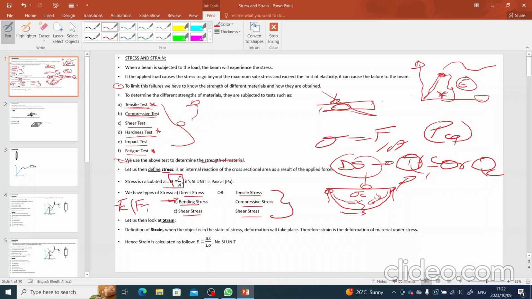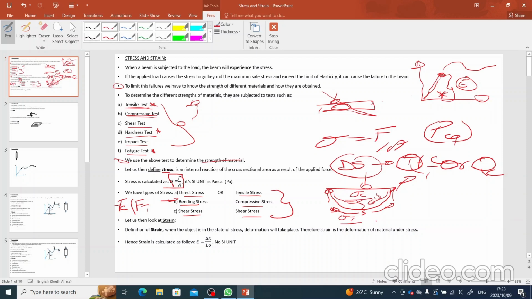Now look at the outside. The outside, you are getting what? Tensile stress, because you have forces pulling away from the material. That means the bending stress is the combination of compressive and tensile force.